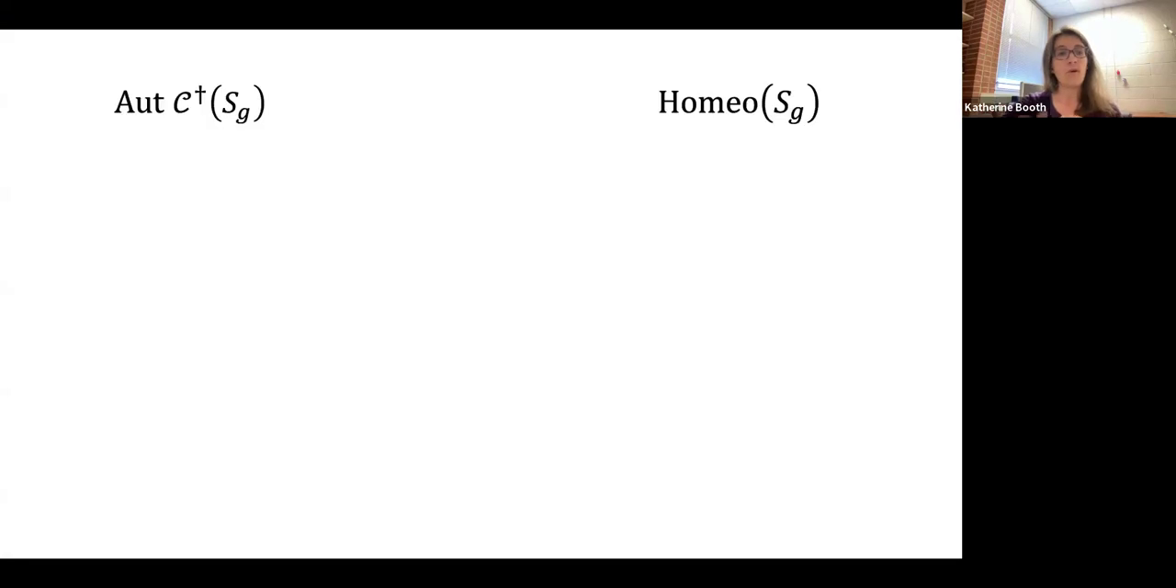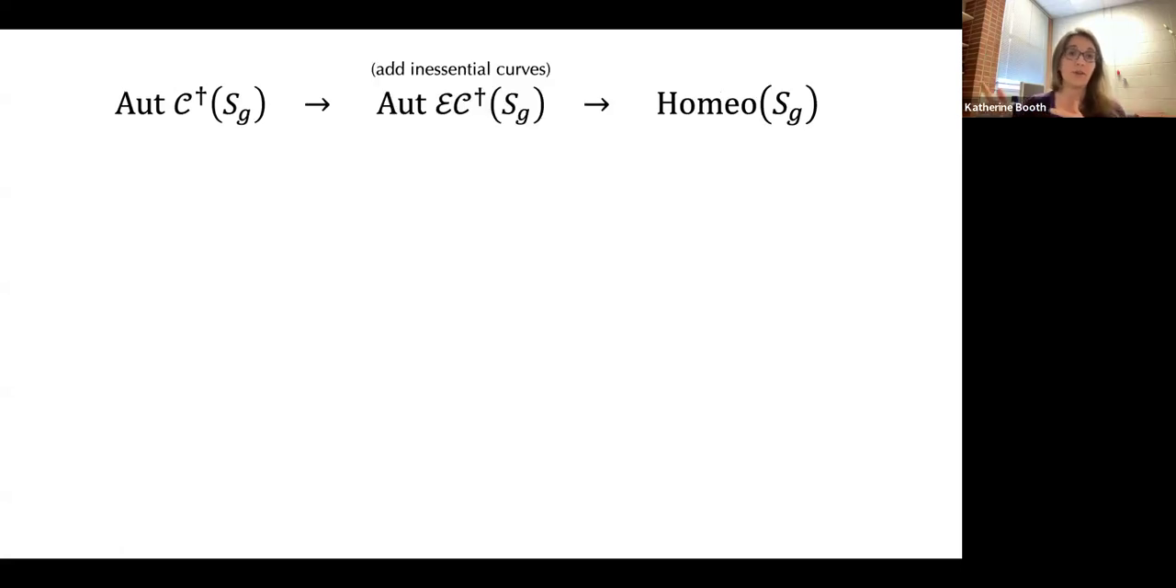Okay, so how do we get from an automorphism of our fine curve graph to a homeomorphism of the surface? Well, I'm going to go through another graph. I'm going to take my graph and add in inessential curves, all the curves that do shrink down to a point. This is called the extended curve graph, the extended fine curve graph, which is why I've got that script E. First, if I have the extended curve graph with all of my inessential curves as well, how do I get from that to a homeomorphism?